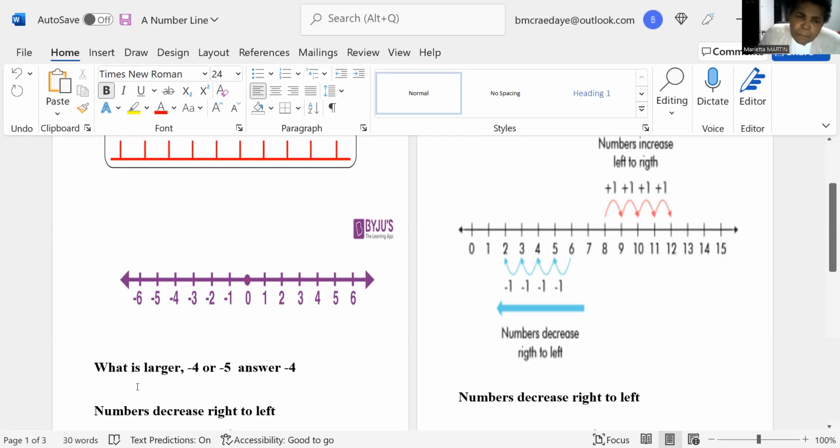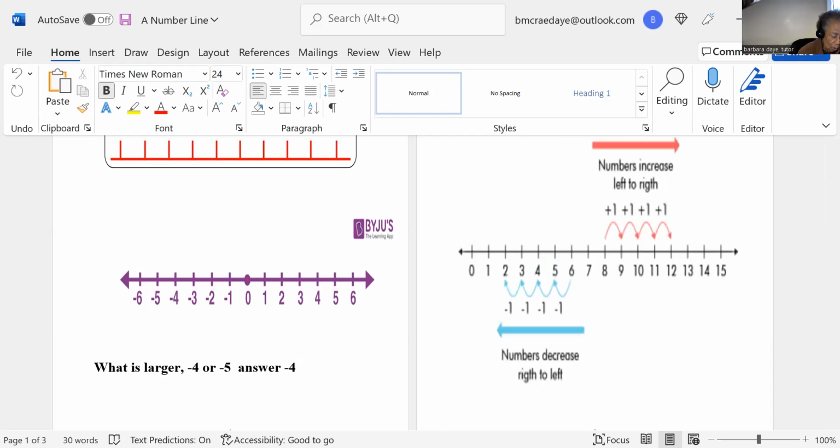Now, let me ask you another question. What is larger, -6 or +5? Okay, so what's the answer? -6 or +5? Which one is larger? To me, +5 is larger. That's it. Very good. You're getting it.